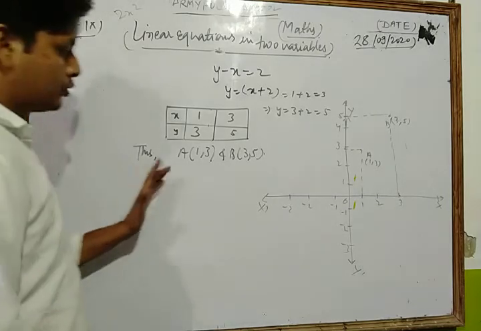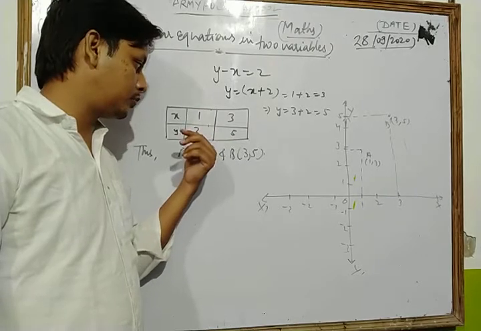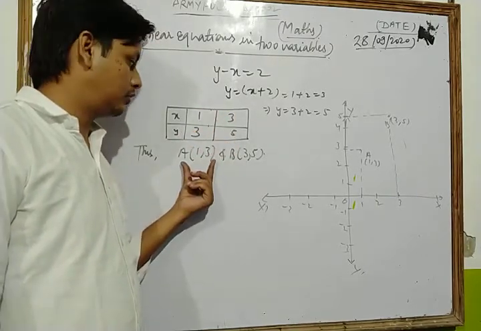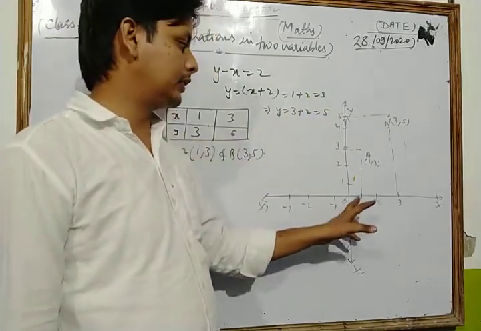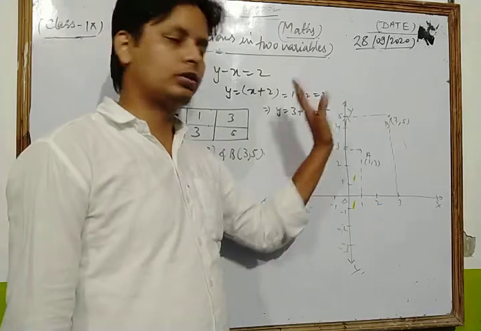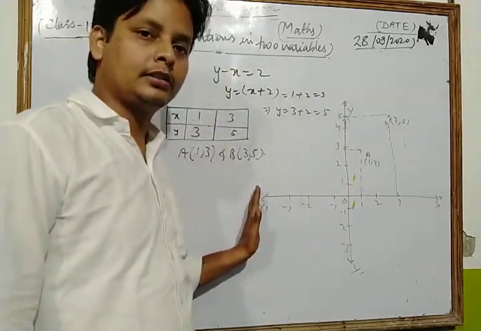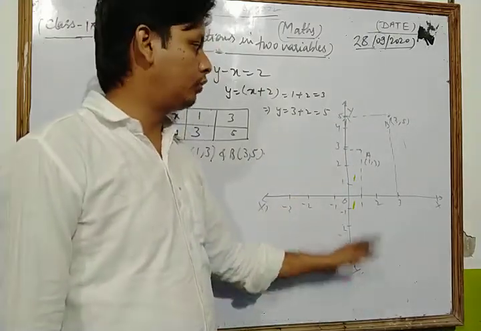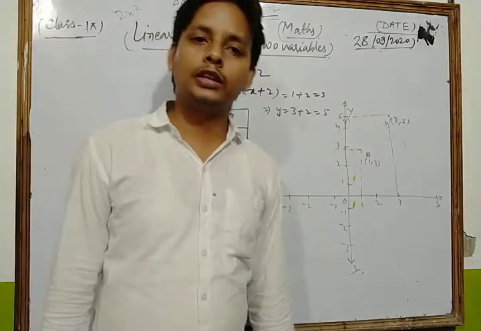First of all, look, we put the value of x. In this way we find the corresponding value of y, and similarly we get 2 points (1, 3) and (3, 5). First we draw the graph, and after that we plot the points. This is the positive direction of x-axis, this is the negative direction of x-axis, this is the positive direction of y, and this is the negative direction of y. Now here we plot the points (1, 3) and (3, 5) on the graph paper.